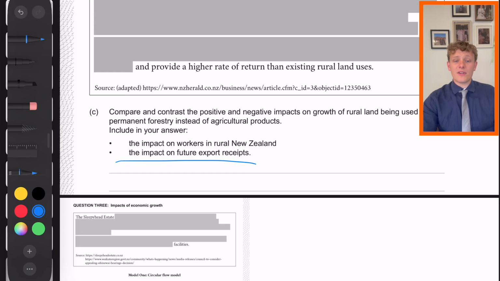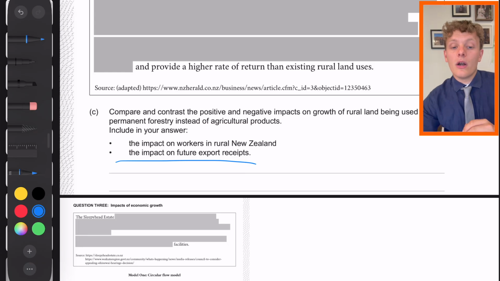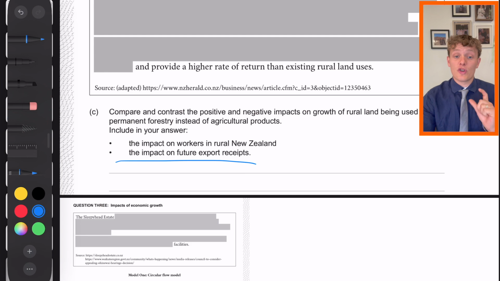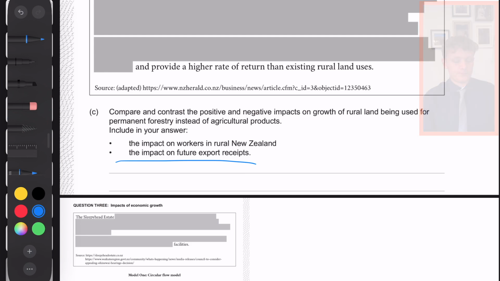On the other hand, dairy is a huge industry for New Zealand. It's really important. It makes a large percentage of our GDP. It makes a large percentage of our current exports, and we're sacrificing a lot of that by transitioning away from dairy into forestry, and so that might have a real impact on our export receipts, especially in the short run, before we get those returns from the forestry.